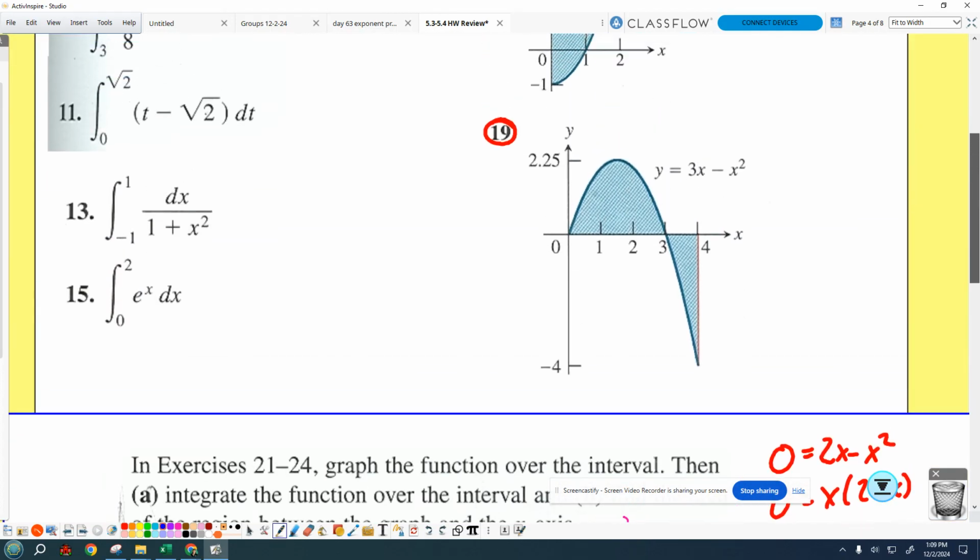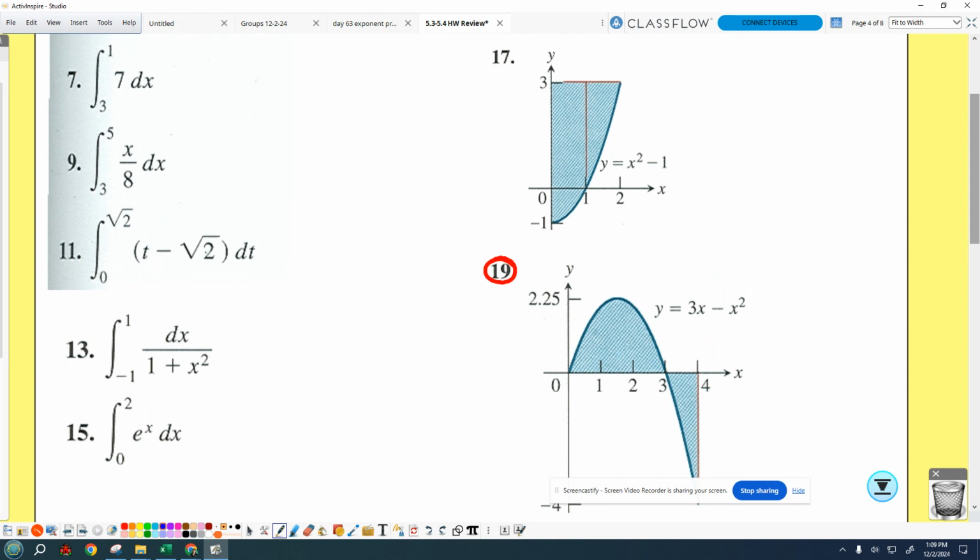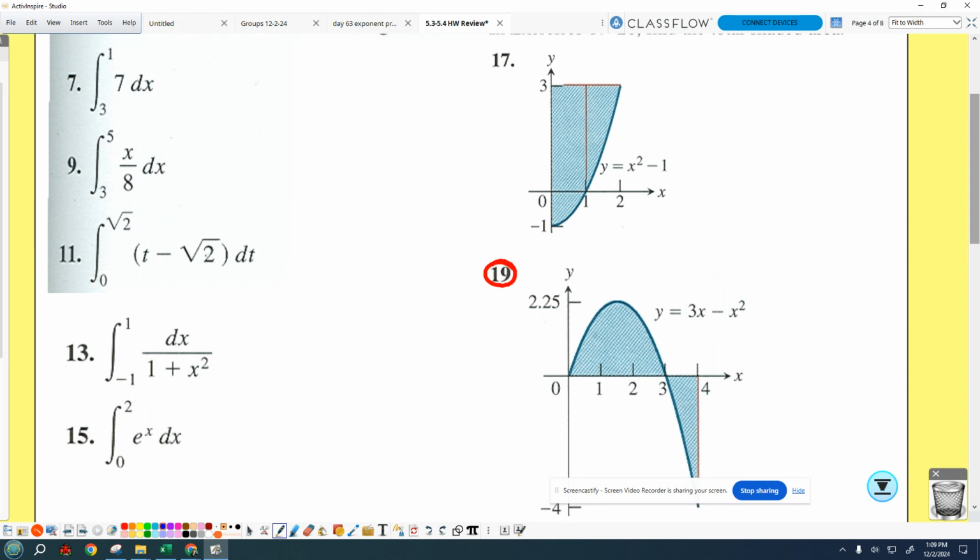How are you guys doing with just kind of integrating the power, raise the power divided by the new power? That's true. I don't want you to do it, but I want you to give me a method. How would we find the shaded stuff on number 17? Talk to your partner and come up with a plan. What would you do? You just shift it up, right? Like, you do x squared.